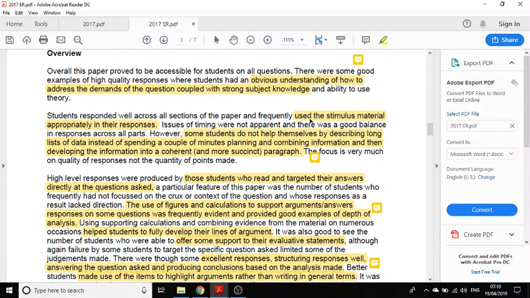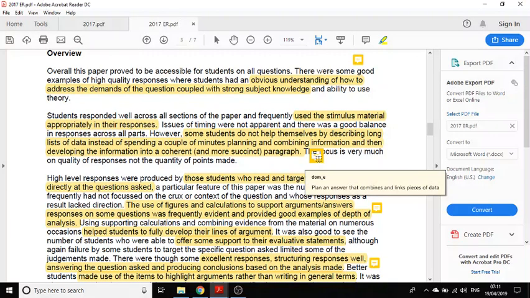So this paper is all about the case study. Students who did well used the stimulus material appropriately in their responses. That doesn't mean just using huge chunks of it, it means selecting the right data. Some students do not help themselves by describing long lists of data instead of spending a couple of minutes planning and combining information and then developing the information into a coherent and more succinct paragraph.